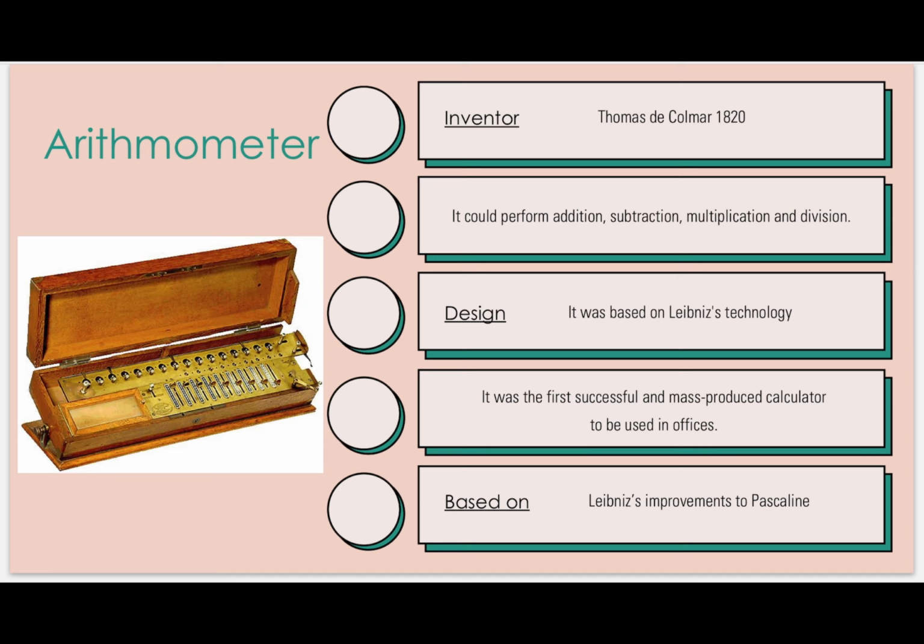Now next, the arithmometer. Who invented this calculator? Thomas de Colmar invented this calculator in the year 1820. What was the specification? It was based on Leibniz technology. As with every other calculator, it could perform addition, subtraction, multiplication, and division. Nothing special. But the special thing is that it was the first successful and mass-produced calculator to be used in offices.